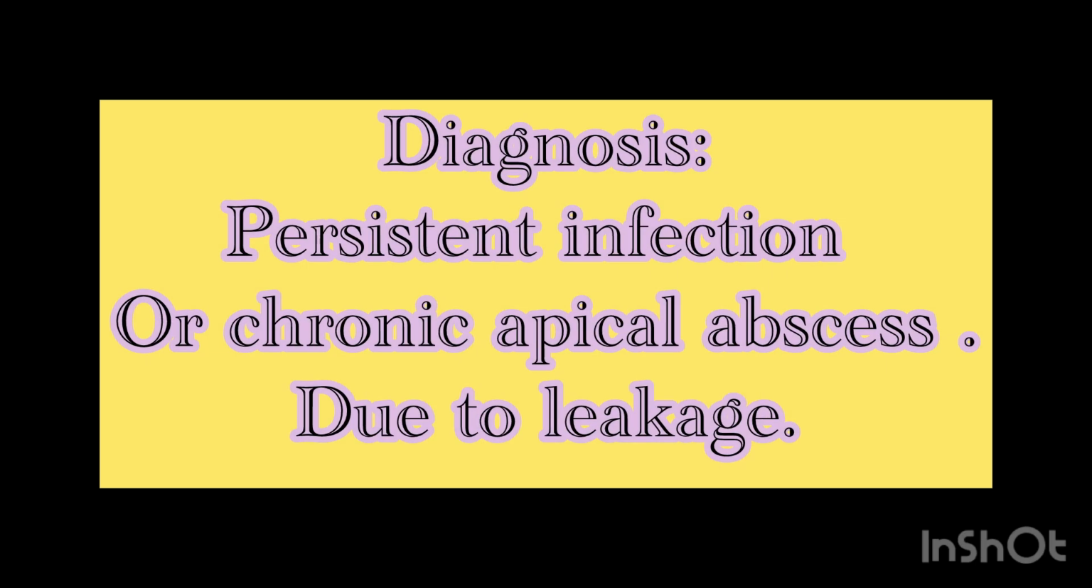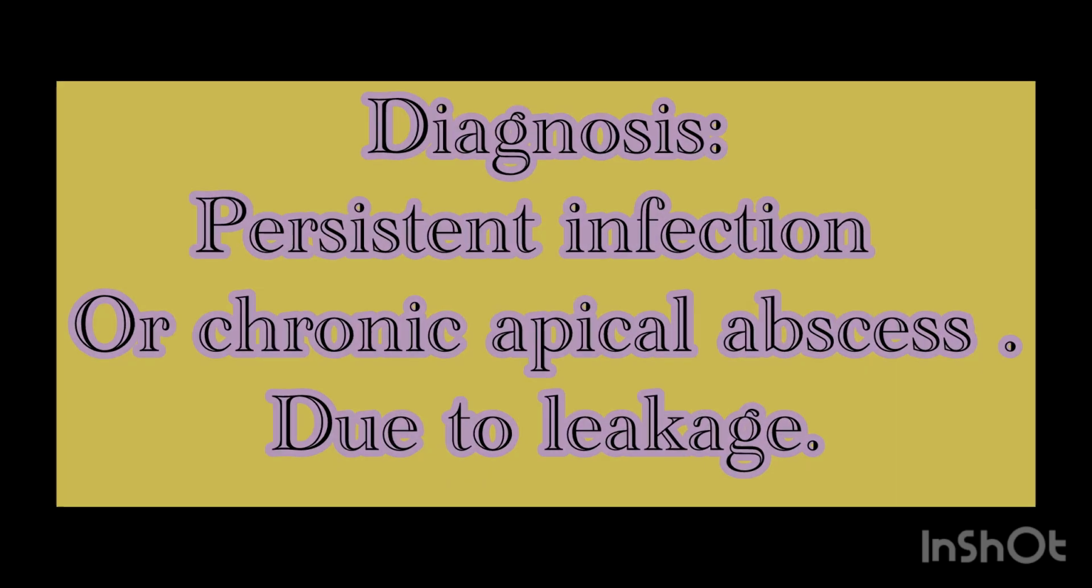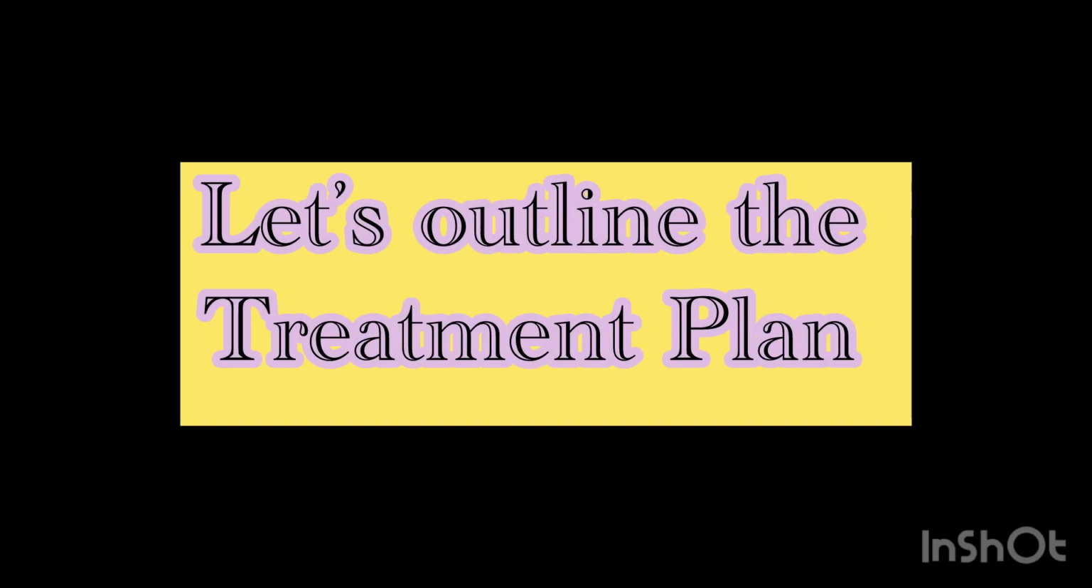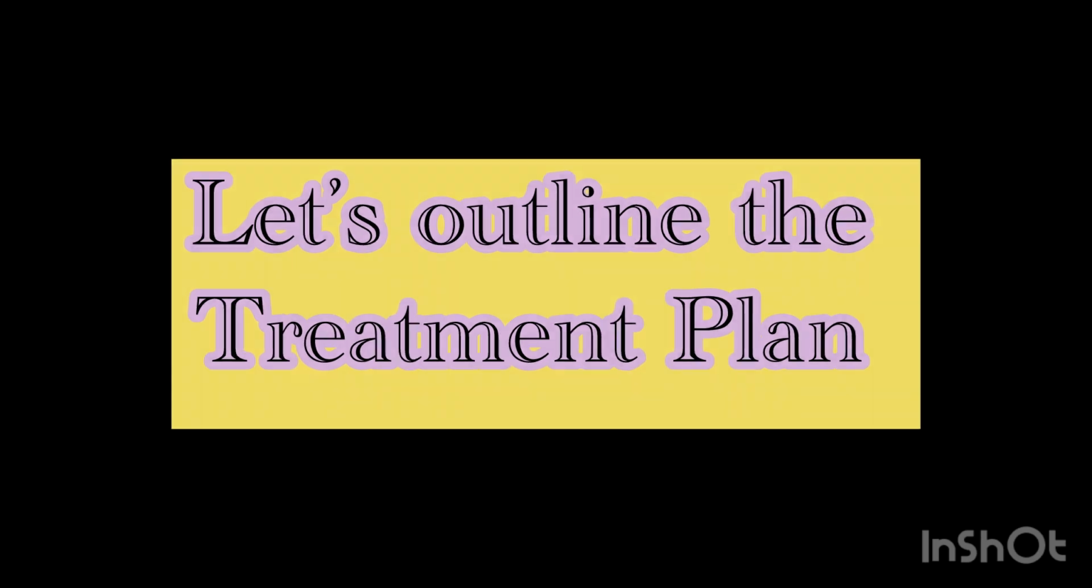It suggests that there may be a persistent infection or chronic apical abscess at the root of upper right lateral, likely due to leakage or insufficient sealing of the previous root canal filling. Correct. Now, considering this diagnosis, let's outline the clinical treatment plan.